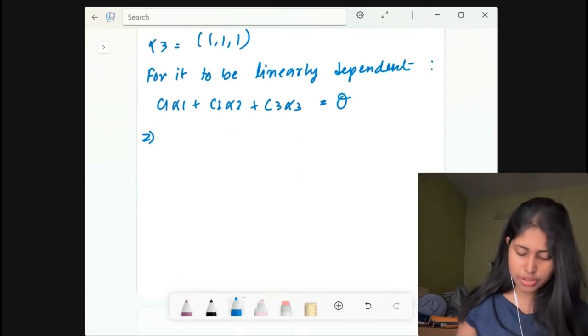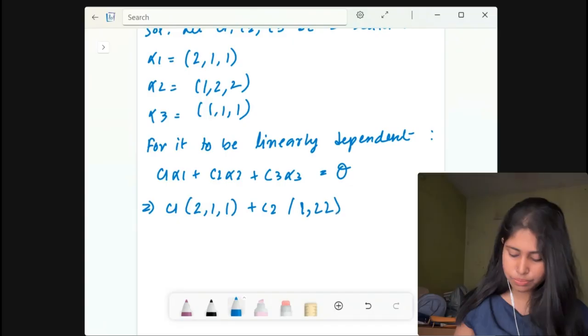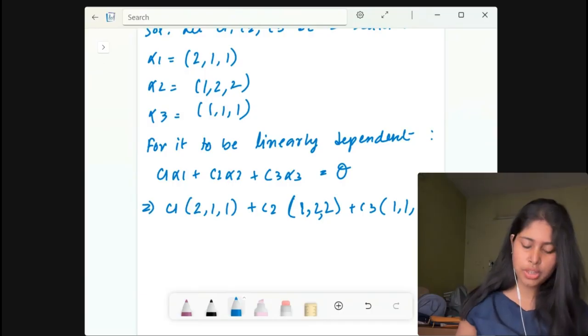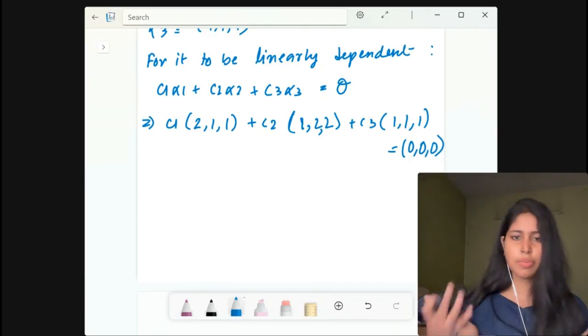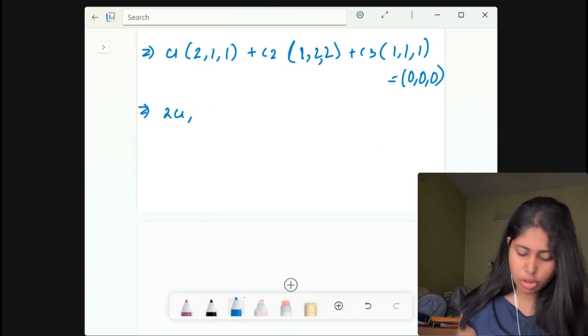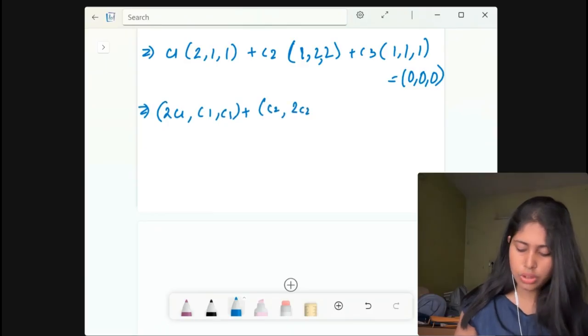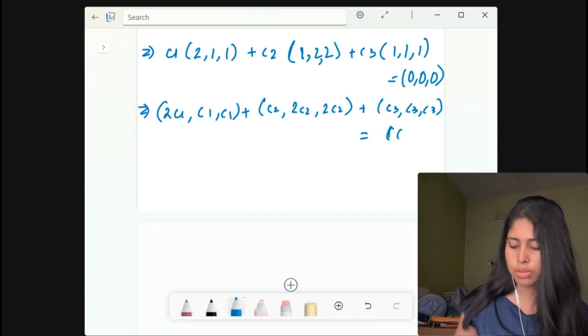So now we are just putting C1, what is alpha 1? 2 comma 1 comma 1 plus C2 1 comma 2 comma 2 plus C3 1 comma 1 comma 1 will be equal to 0 comma 0 comma 0. Okay, now we will expand component wise. Let's see what happens. 2C1 comma C1 comma C1 plus C2 comma 2C2 comma 2C2 plus C3 comma C3 comma C3 will be equal to 0 comma 0 comma 0.